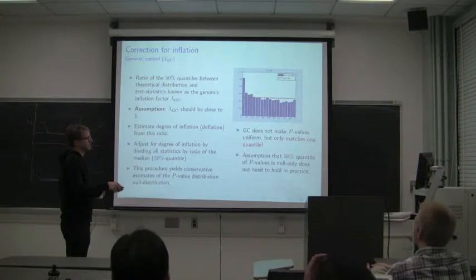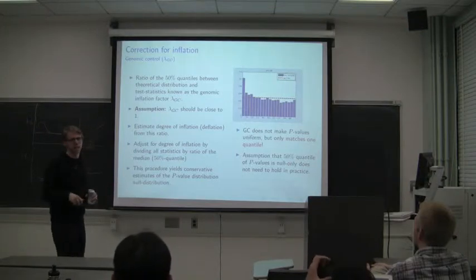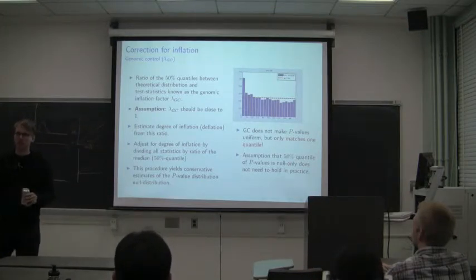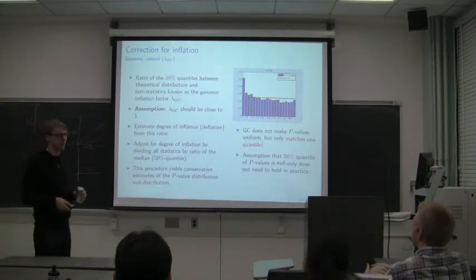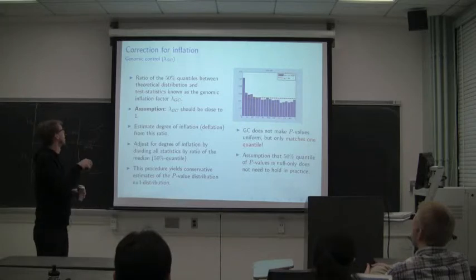Basically, it's the assumption that the 50th percent quantile of the p-values is null. And sometimes it's not clear whether this actually holds in practice. If it doesn't hold, then you're losing power by doing this. You're basically sacrificing a lot of power in order to control type 1 error.